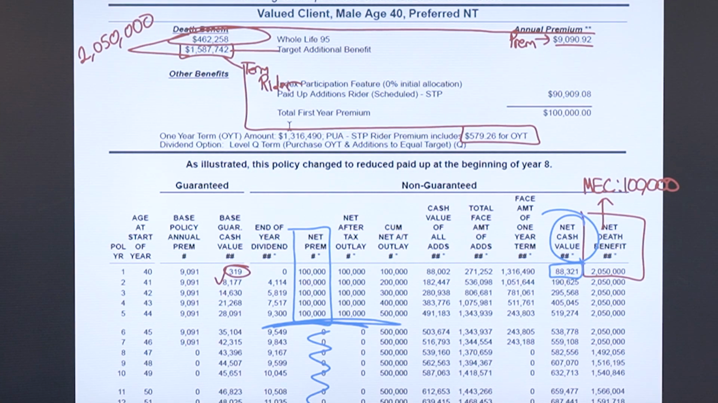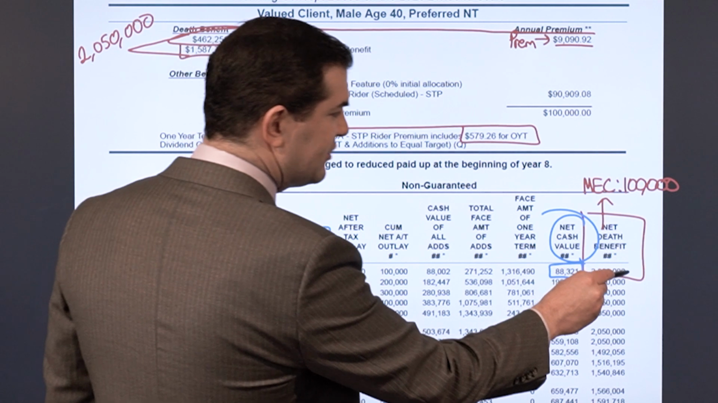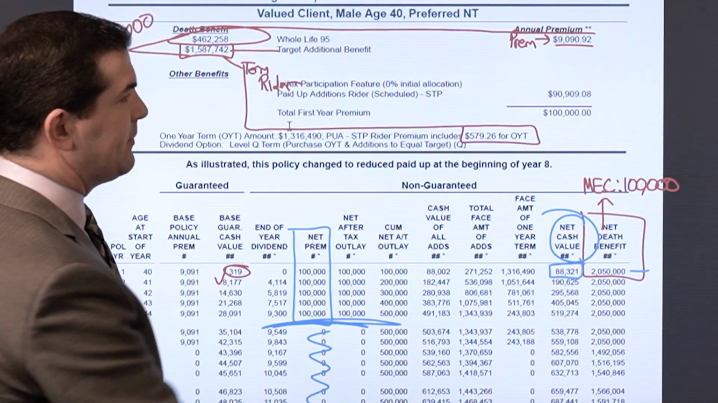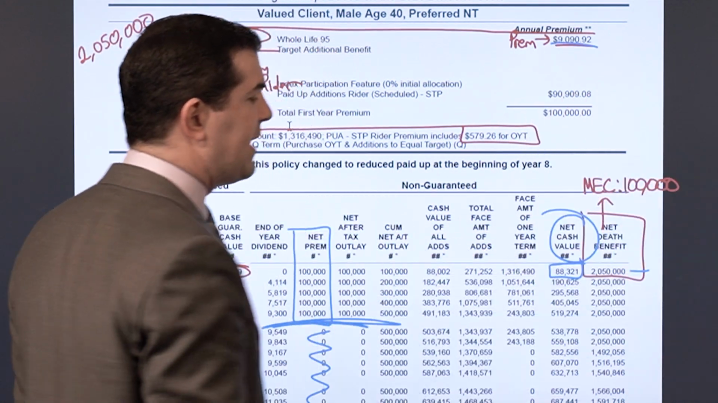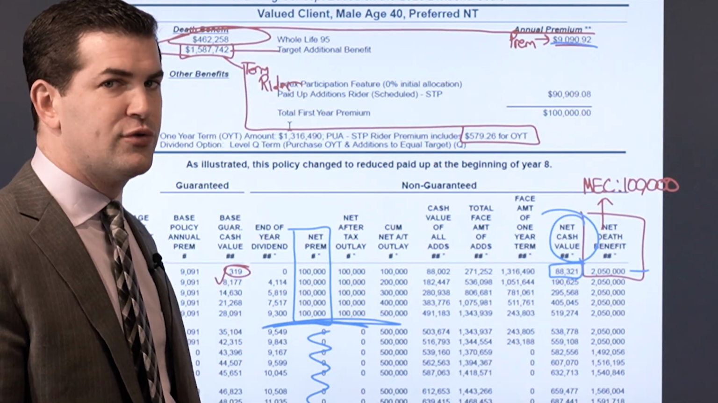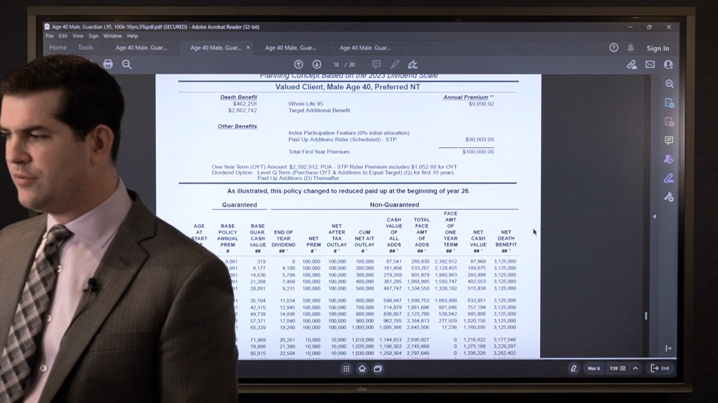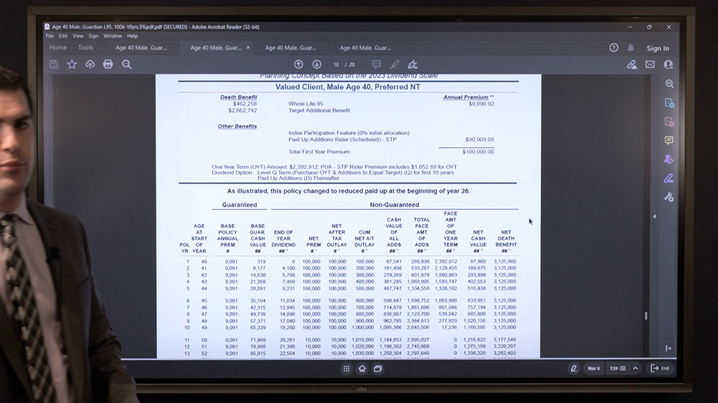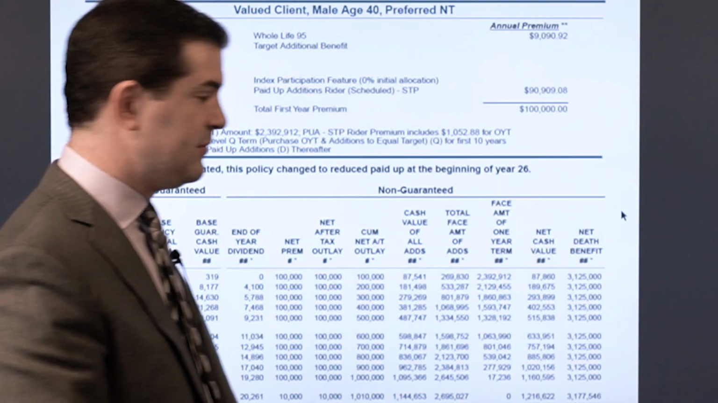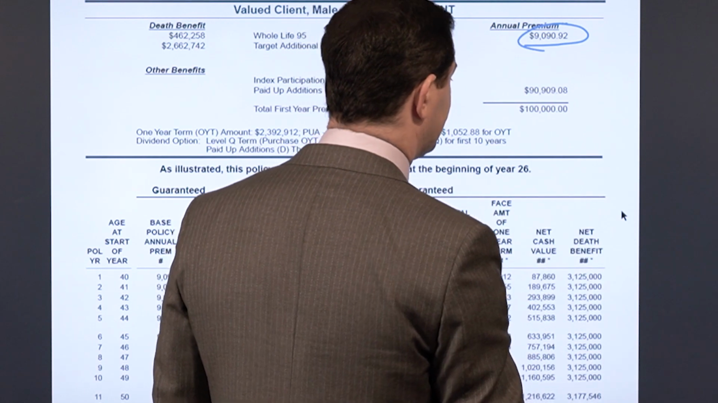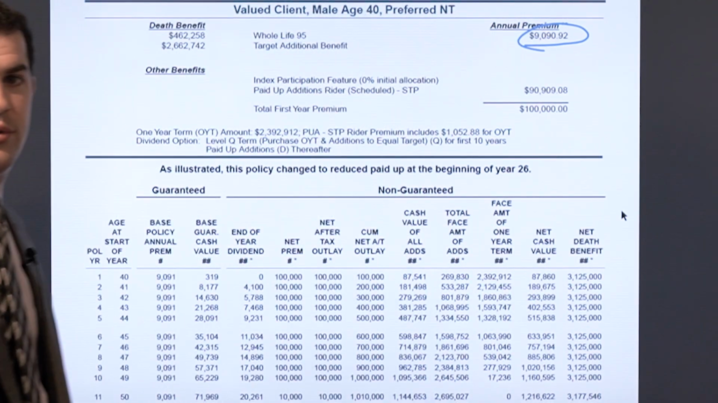Now, before we look at the 10-year funding scenario, I want to highlight something here. Net death benefit is what? $2,050,000. Base premium is what? About $9,100. Keep those figures in mind. Start with the premium. Here's the 10-year funding illustration. Did that premium change? Did not. Still $9,000 and change. What changed?